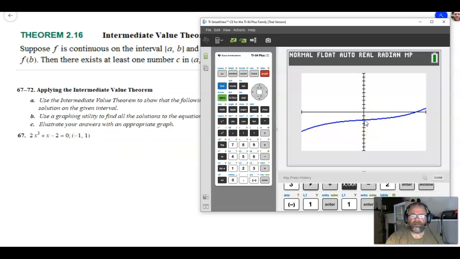Now it looks like there's only going to be one solution. There's only going to be one solution here. So go ahead and see if you can figure out what that solution is. We'll pause and then we'll come back.